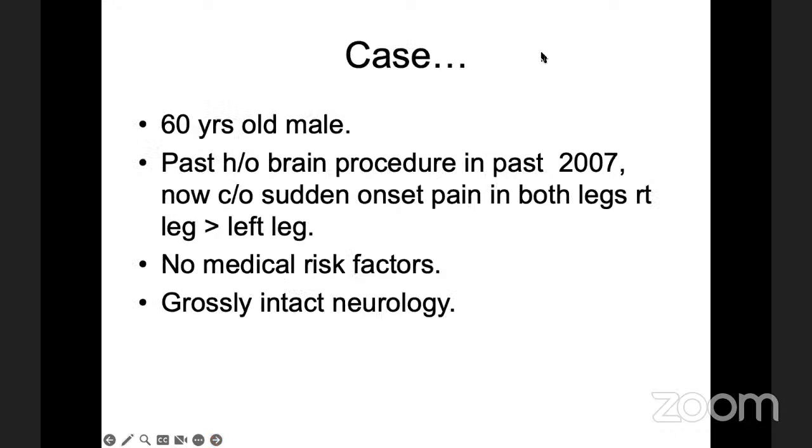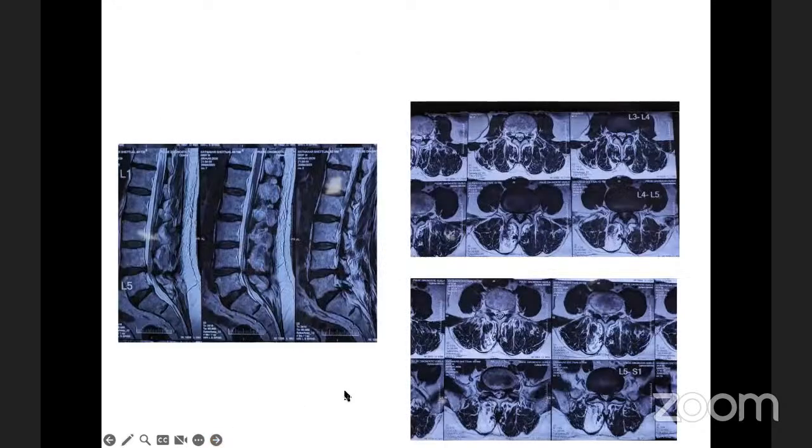Another case: a 60-year-old male with a past history of a brain procedure, who now complains of sudden onset pain in both lower limbs, the right more than the left. No medical risk factors and neurology grossly intact. So we had imaging for this patient, and that's the imaging that we have. We see a significant stenosis at L4-5 and at L5-S1, at both these levels. This is someone who was admitted with severe rest pain, and there is significant stenosis.